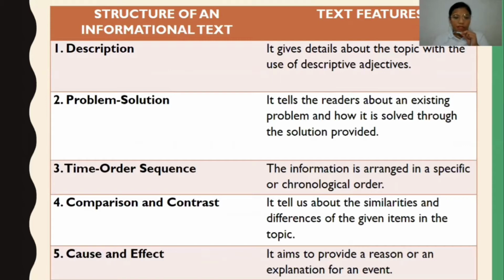Third is time order sequence. The information is arranged in a specific or chronological order. The fourth one is comparison and contrast. It tells about the similarities and differences of the given items in the topic. And lastly, which is the focus of this discussion, is the cause and effect. It aims to provide a reason or an explanation of an event.